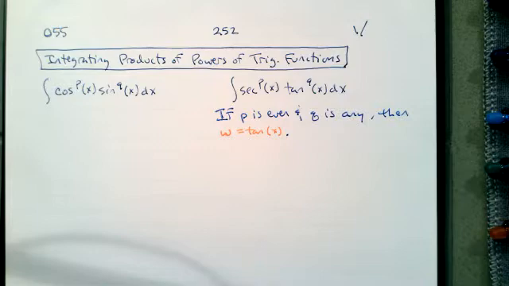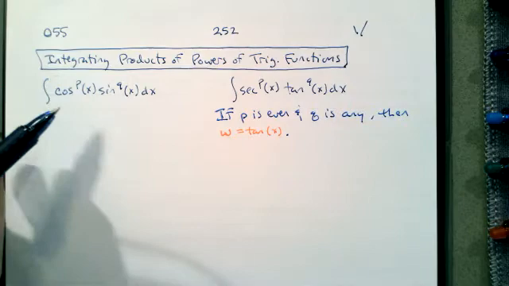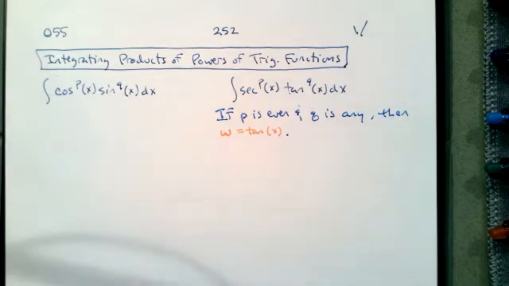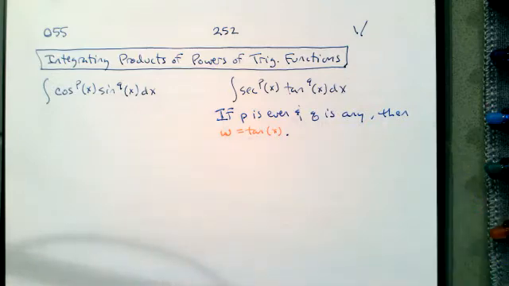Today we're going to continue our journey of integrating products of powers of trig functions. The reason for this is that we want to get to the method of trigonometric substitutions. When you do a trigonometric substitution on an integral, you're going to end up having to integrate a product of powers of trig functions, either a product of powers of cosines and sines, or a product of powers of secants and tangents. That's just what falls out of the trigonometric substitution process.